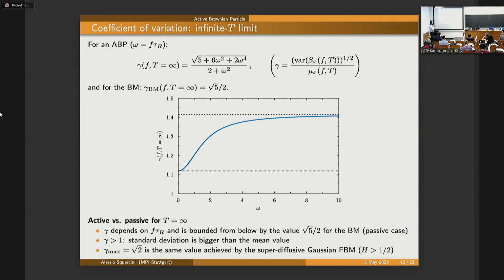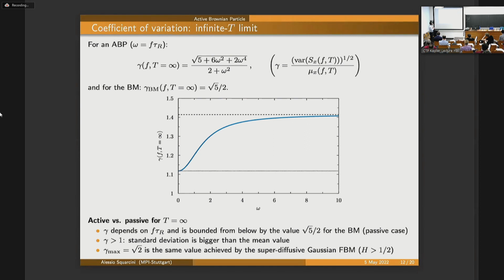So first of all, to get the plot. And here we have a first remarkable difference compared to the former cases. If we take an infinite amount of time, the coefficient of variation is not a pure, universal number, as it was in the previous setup. For instance, in the case of the Brownian motion, taking the infinite time limit gives you square root of 5 divided by 2 and full stop. Here instead, we don't have anything like that.